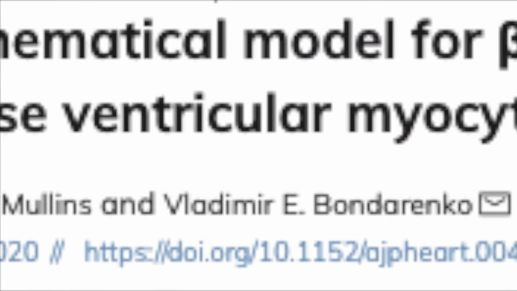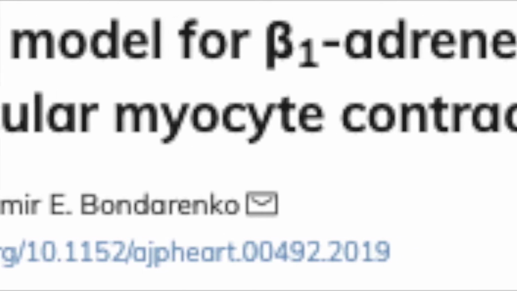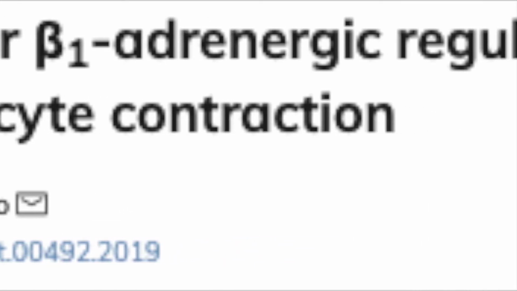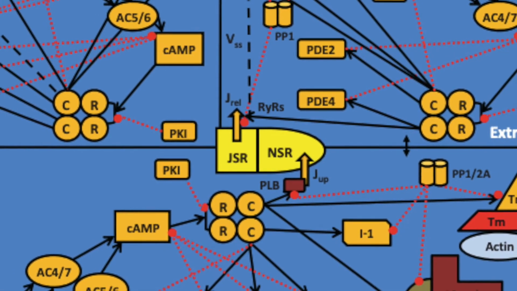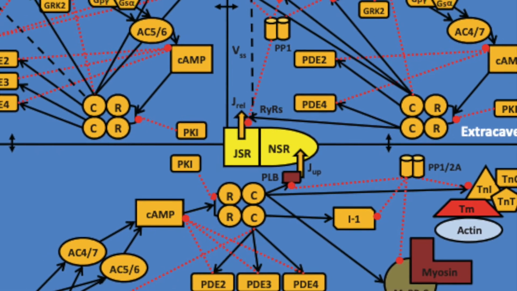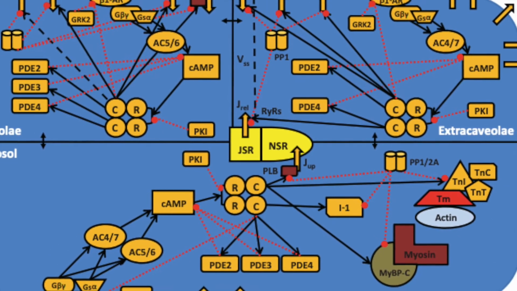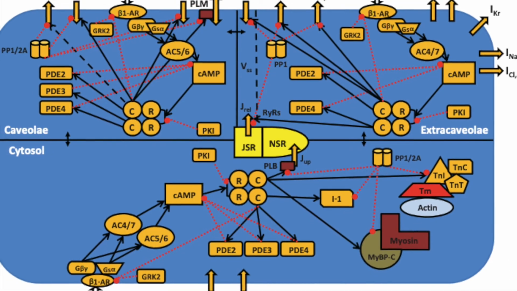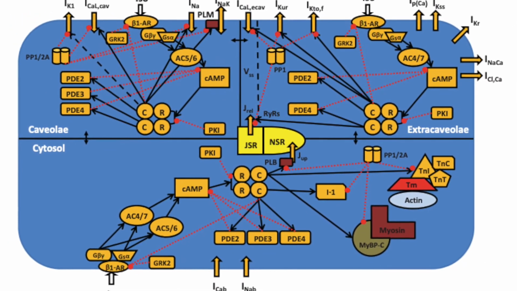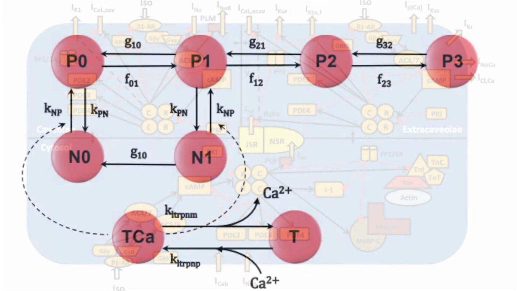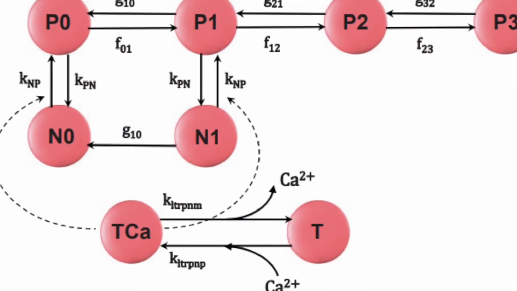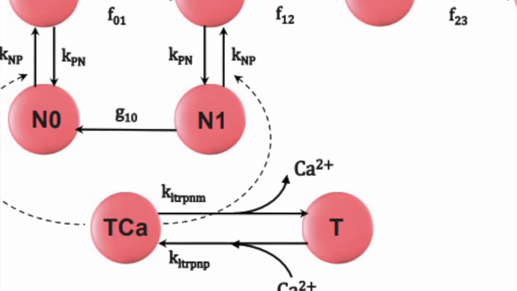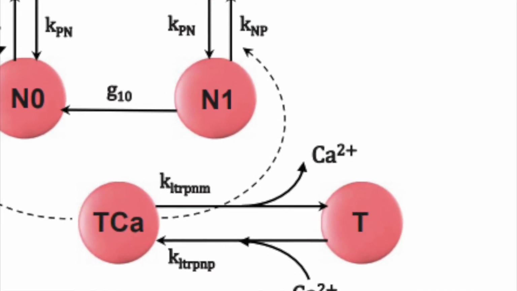Mullins and Bondarenko describe a mathematical model for beta-1 adrenergic regulation of mouse ventricular myocyte contraction. The model was able to simulate major experimental protocols for measurement of steady-state force-calcium relationships, cross-bridge release rate, and force development rate, force-velocity relationships, and force redevelopment rate. It also reproduced frequency and isoproterenol dependencies for calcium transients, total contraction force, and sarcomere shortening.